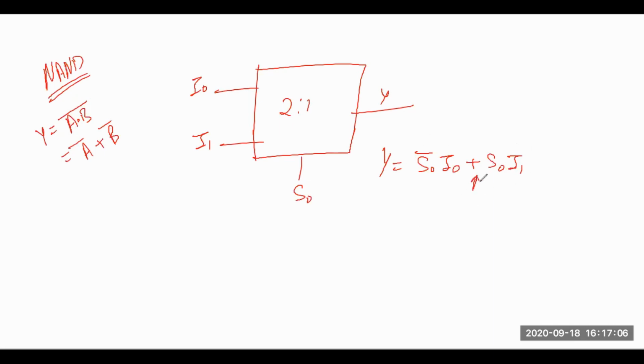So if I take this plus as a common one, I can implement this. If I am implementing A bar, I need to take something like B bar here. If I am implementing B bar at this side, I need to take A bar at this side. So let's say I'm taking this S0 as A, so this will be A bar. Plus, and this I0 I need to take 1, and this S0 I'm taking A.